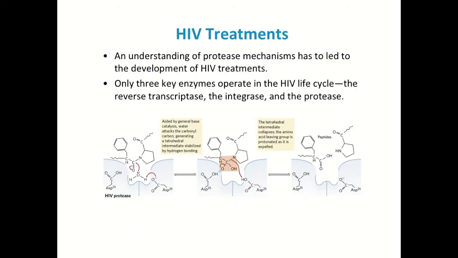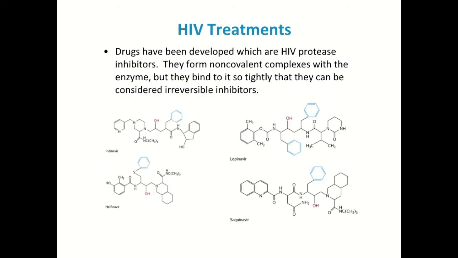An understanding of protease mechanisms like the chymotrypsin mechanism led to the development of HIV treatments. Only 3 key enzymes operate in the HIV life cycle, and one of them is a protease. So this is a figure showing how the HIV protease can cleave a peptide bond. Drugs have been developed as HIV treatments, which are HIV protease inhibitors.